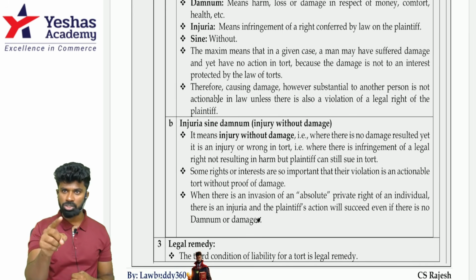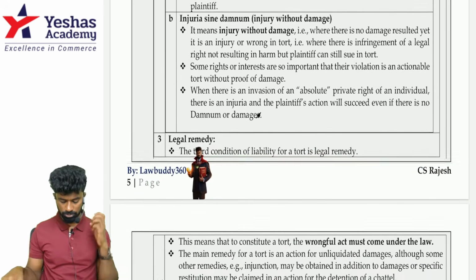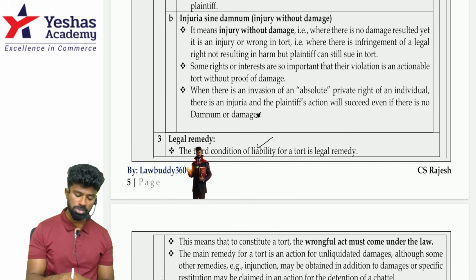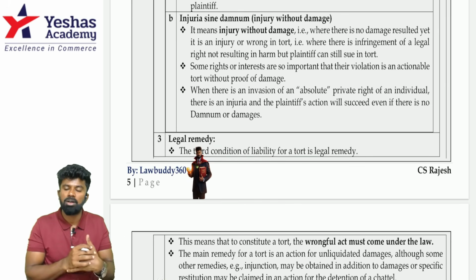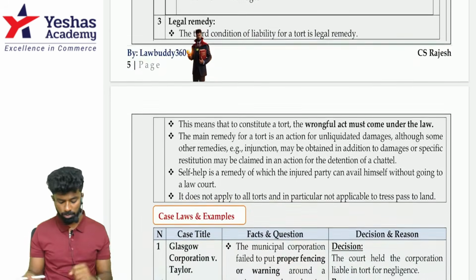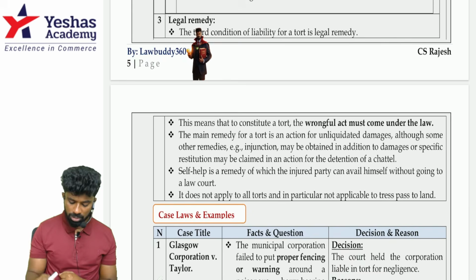Wrongful act or omission. Second one, legal damage. Third one, legal remedy. What remedy? The third condition of liability for a tort is legal remedy. It means the law should give some remedy to you for the violation of that right. If there is no legal remedy, the wrongful act must come under the law.